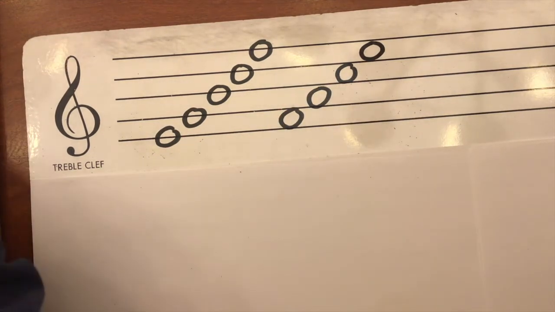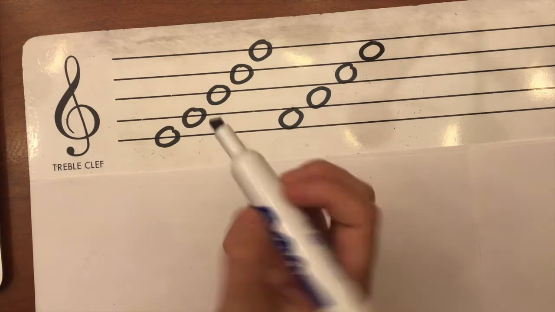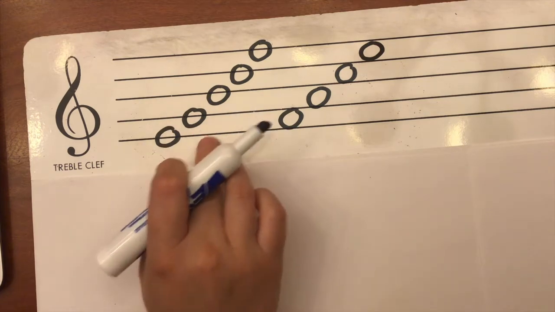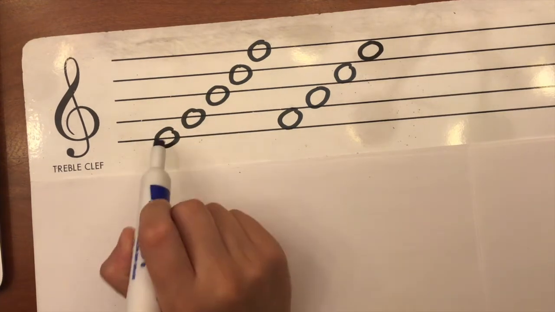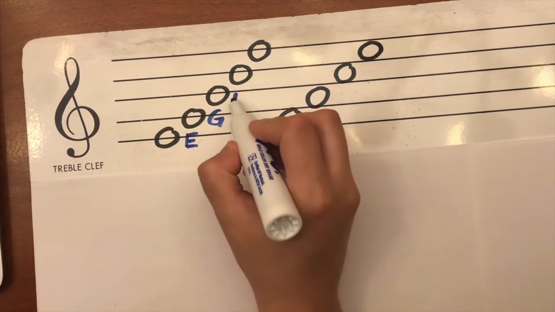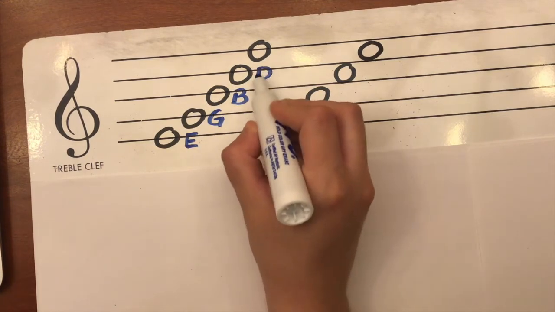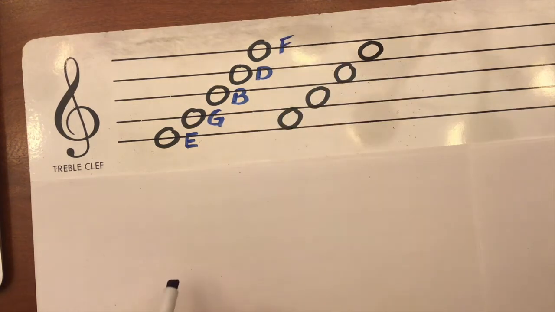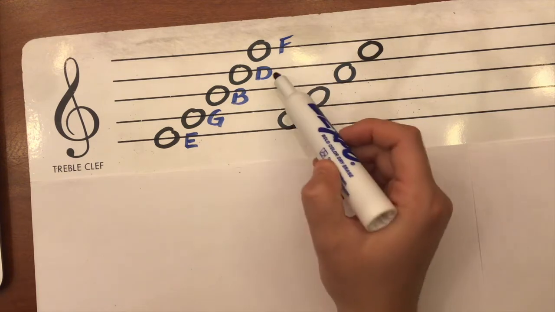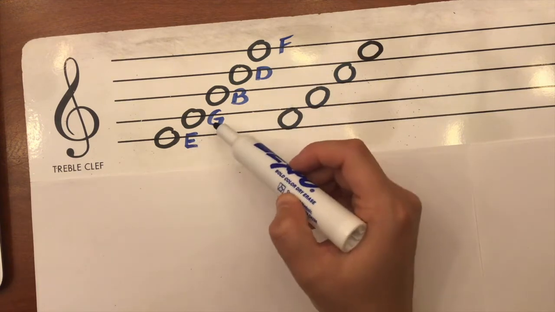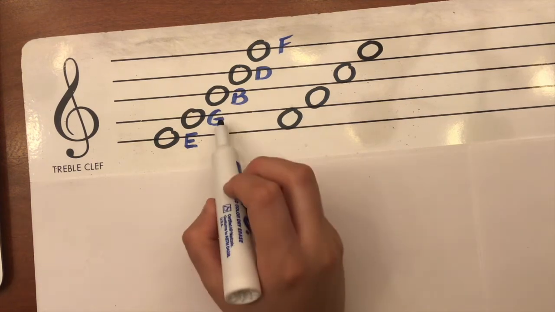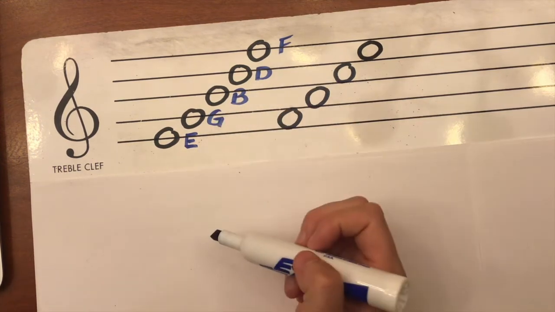And each of these notes has its own name, so its own letter name. So we're going to review a trick on how to remember the names of these notes. So this note is called E, this note is G, B, D, and F. And a way to remember that, you may already know, is every good boy does fine, or every good boy deserves fudge. E for every, G for good, B for boy, and so on.